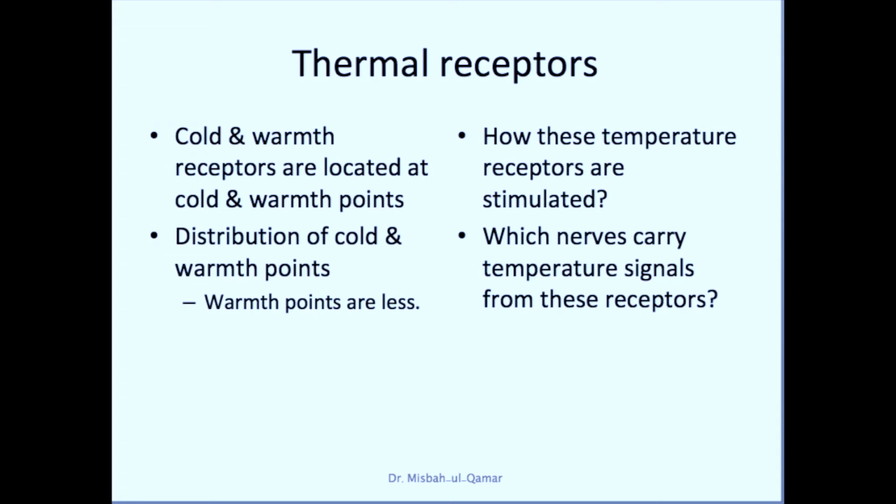Now, the question is how these thermal receptors work, and how they are stimulated. You see that cold and warmth receptors are stimulated by changes in their metabolic rates, because temperature alters the rates of intercellular chemical reactions more than twofold for each 10 degrees centigrade change.